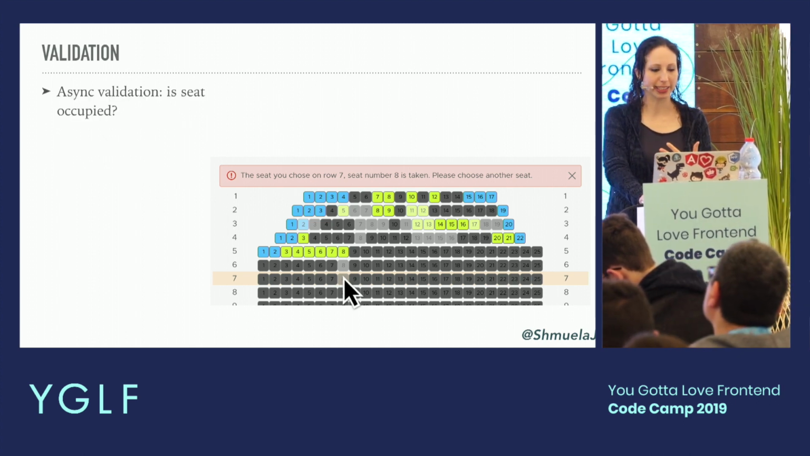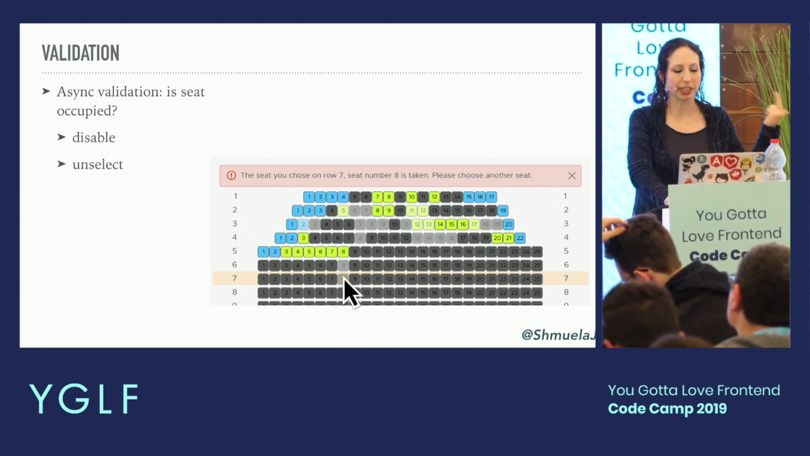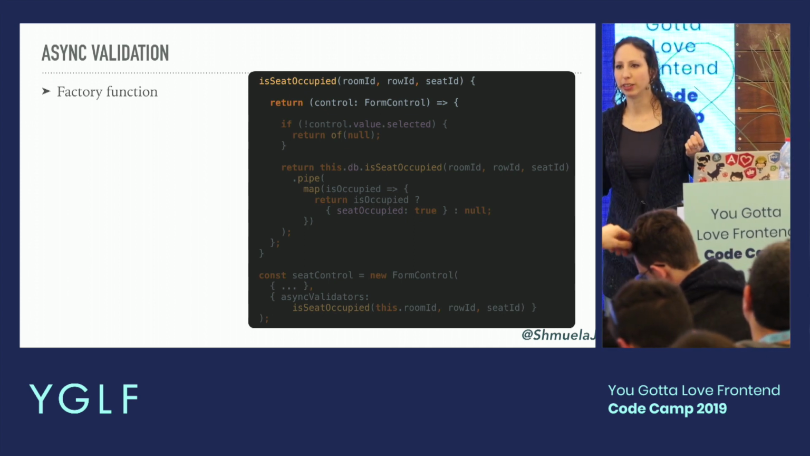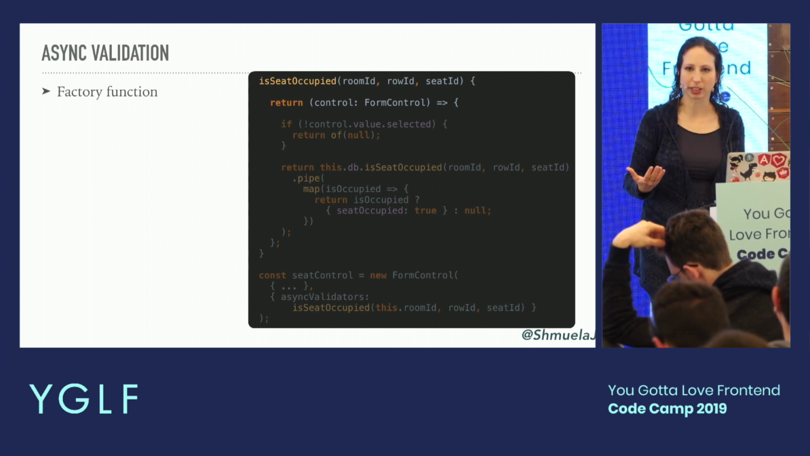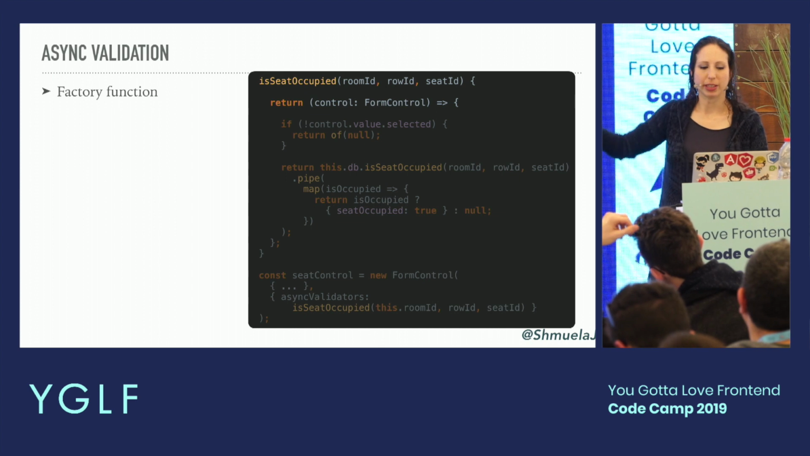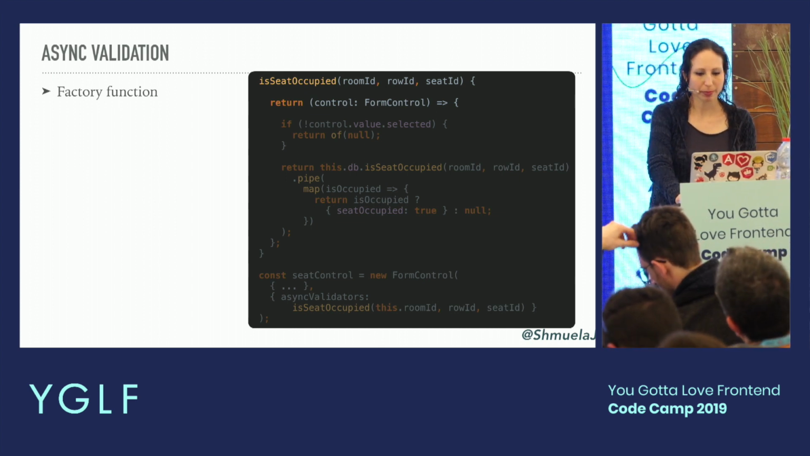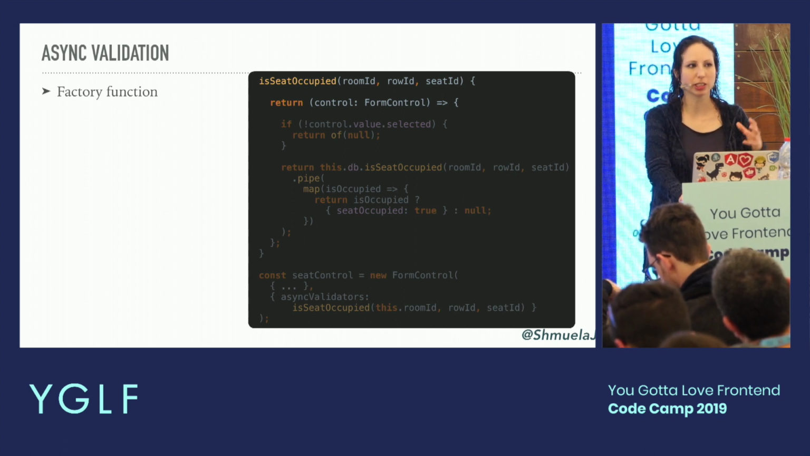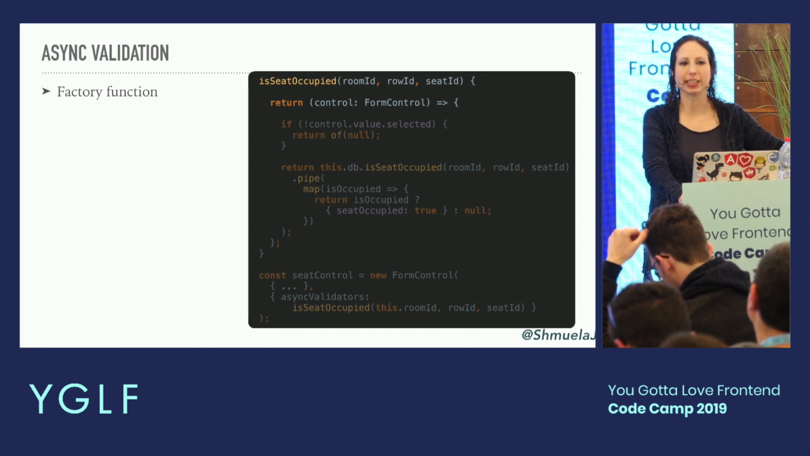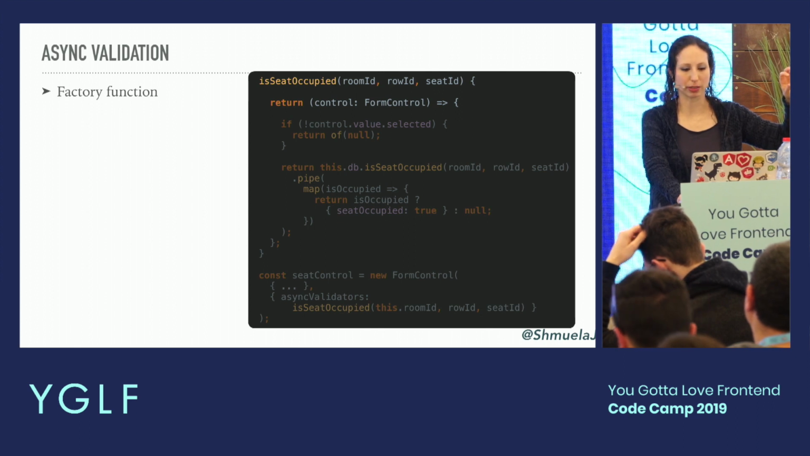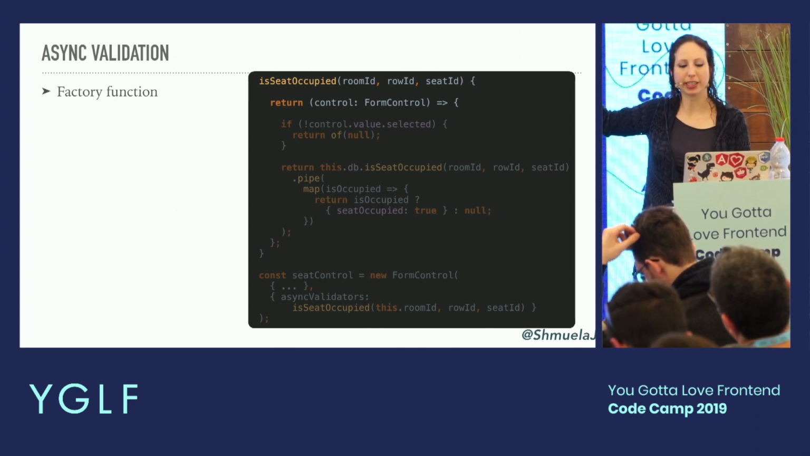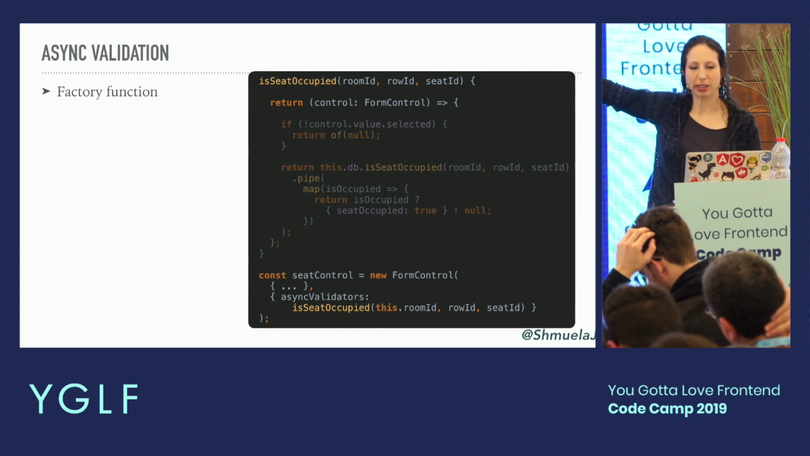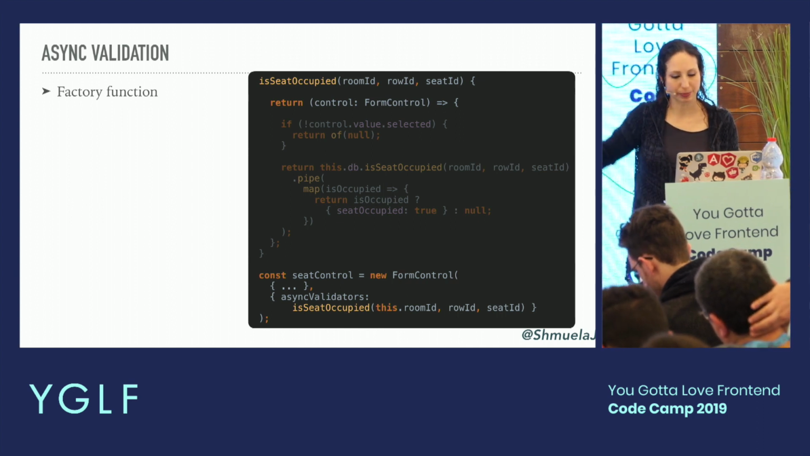But going back to the async validation. So we want to disable the seat, to unselect it, to show an error message. So how do we do that? You'll see a lot of validation functions that are actually factory functions. So let's try to do this. Is seat occupied is our validation function. When do we see factory functions? When we need to pass to the validator additional data and not only the control itself. So here I'm passing the room ID, the row ID, and the seat ID, and then I'm checking against the control, whether it's selected or not.